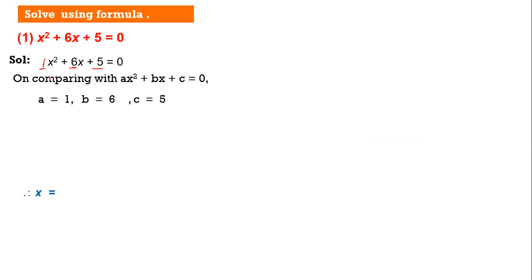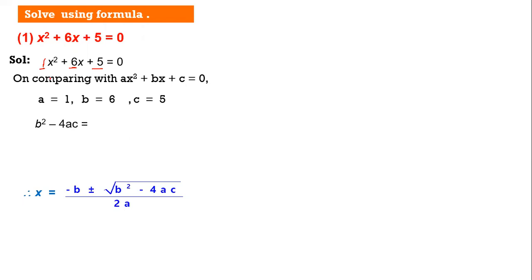Now students, you can directly go ahead with the formula x is equal to minus b plus minus root of b square minus 4ac the whole upon 2a. Now students, you can directly substitute the values. There is no harm in it. You will get the proper answer. But to make the calculation simple, we will find out b square minus 4ac first.